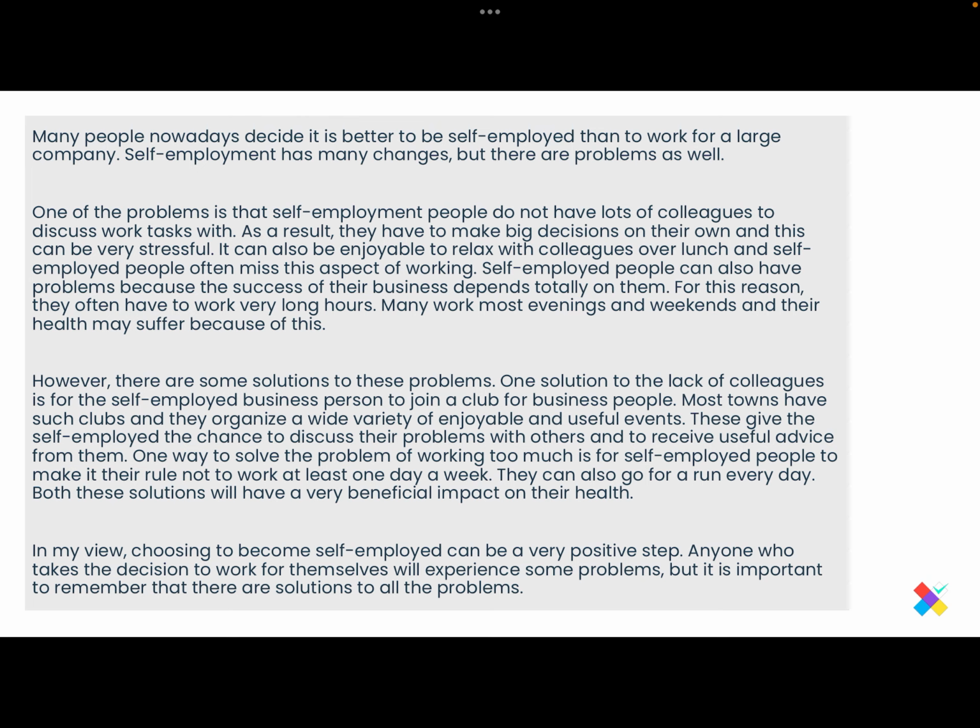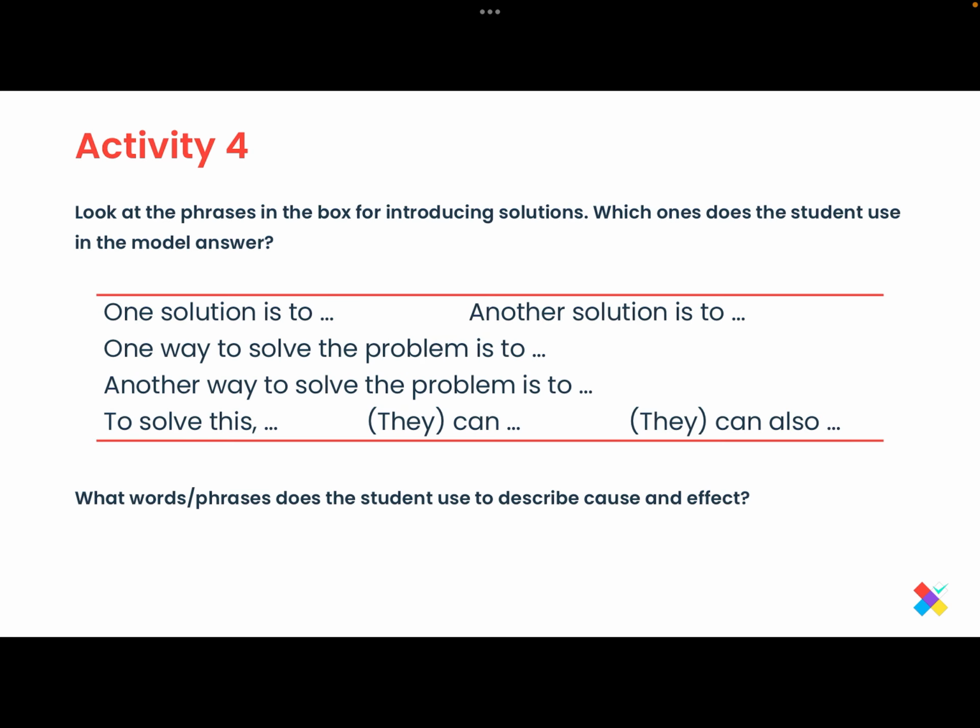Okay, time's up. So I want to tell you that we'll be using this essay throughout the lesson, and we're going to chop it and dissect it and extract ideas and useful phrases and words that you'll be using if you have to answer a problem solution essay in your actual IELTS exam. All right, moving on to the fourth activity.